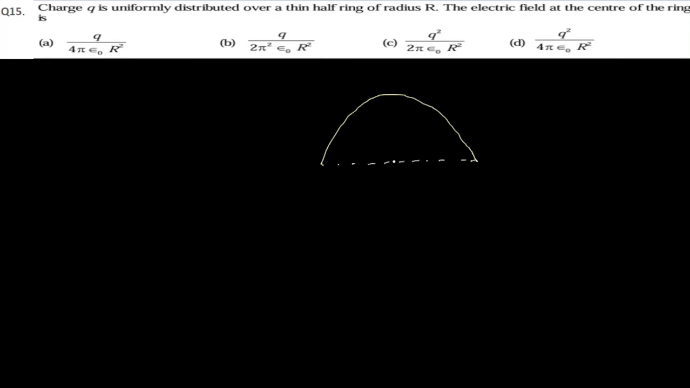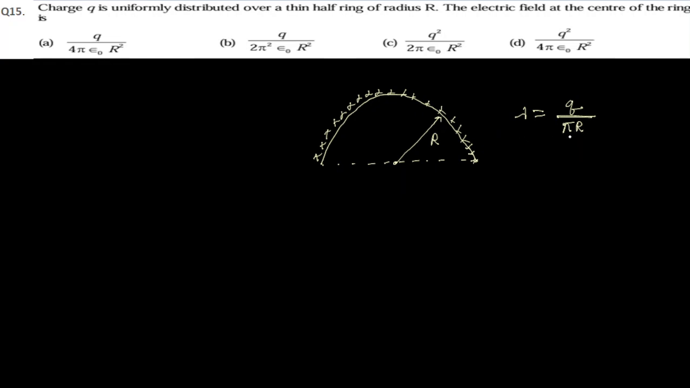Okay, this is a semicircle of radius r, and what has been written here is that Q charge is uniformly distributed over this half ring. Uniformly means per unit length the charge density must be the same everywhere. So in this case we can write lambda is equal to Q divided by the length. The periphery of a semicircle of radius r will be pi r. For a circle it is 2 pi r, for a semicircle it will be pi r.